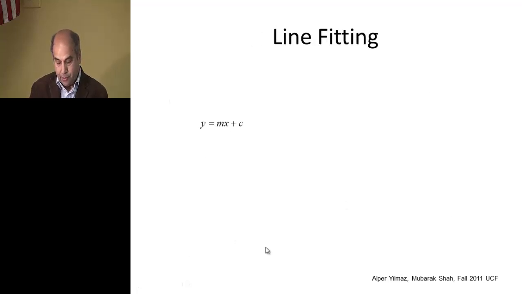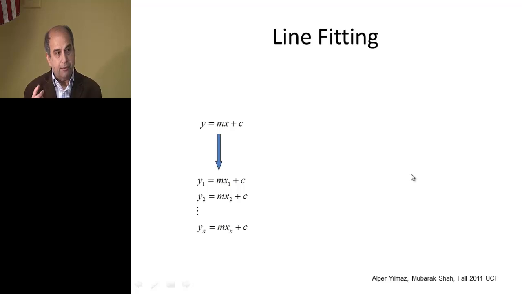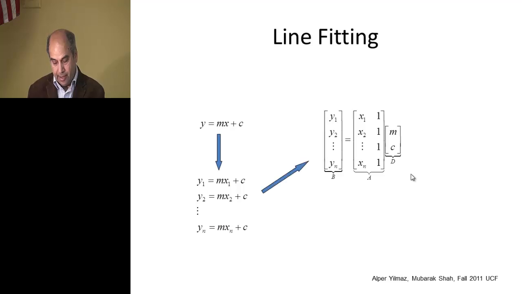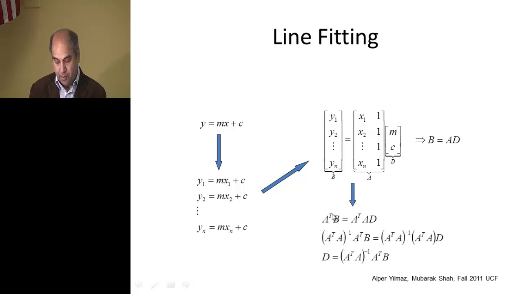Okay, so now what we do, as we've been talking about, we get one equation for each point, so with n points we get n equations, and we can write them in matrix and vector form. We have two unknowns, m and c, and this matrix is not square, so we multiply by the transpose and get a pseudo inverse, and this is the way we find them. It's very simple, we have done it many, many times. It's called least square fit.